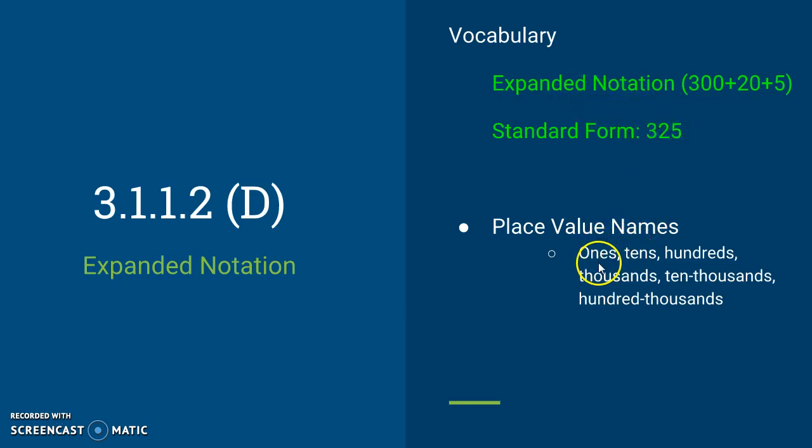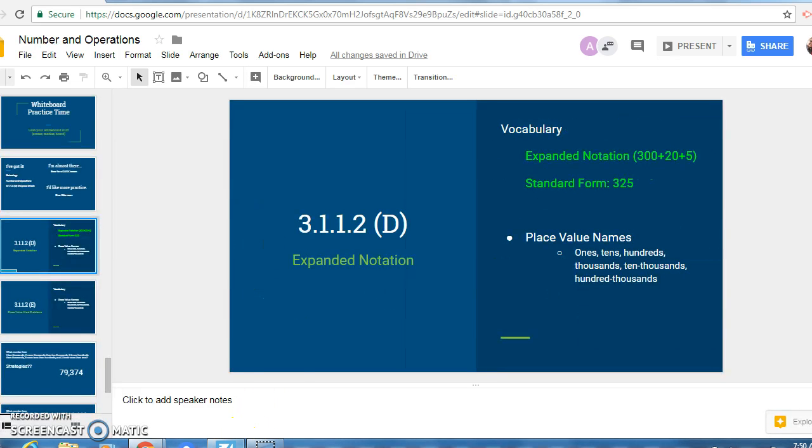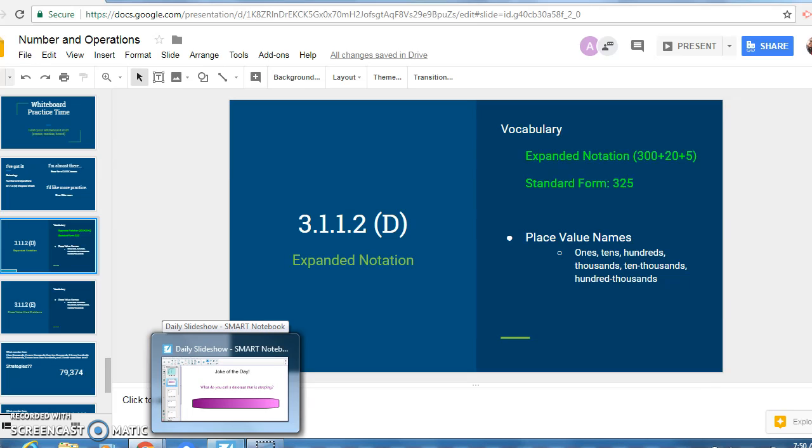You still need to know your place value names, your ones, your tens, your hundreds, your thousands, your 10,000s, and your 100,000s, because we're going to take those place values and we're going to stretch them out. So let's go on to some practice here. Get your whiteboards out right now. You want your marker, your eraser, your whiteboard.